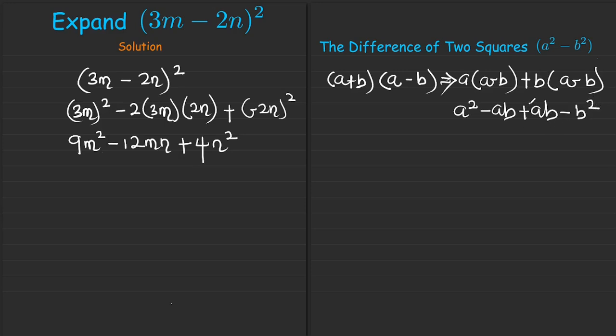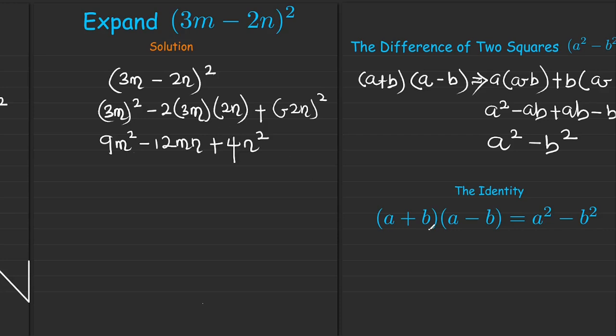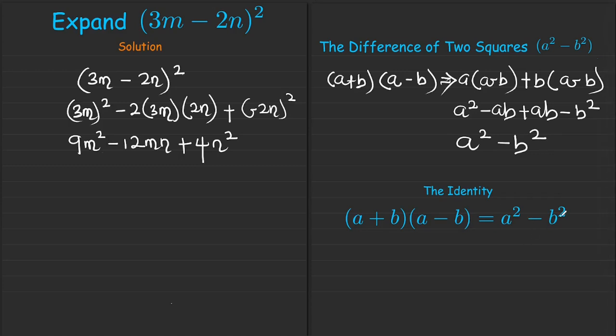and then b times b gives us a negative b squared. These terms we have here are opposites of each other, that is negative ab and positive ab. So we can simplify further to give us our a squared, and since these cancel out, we then have our negative b squared. So the identity is such that a plus b times a minus b gives us a squared minus b squared.